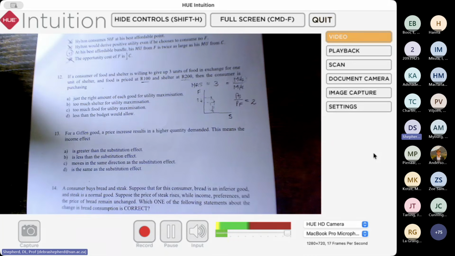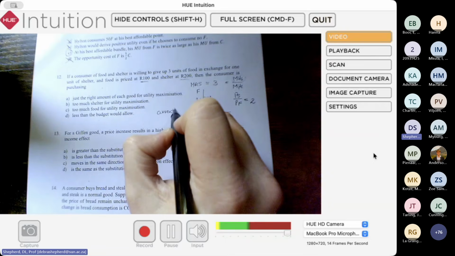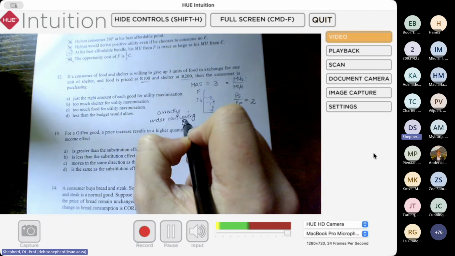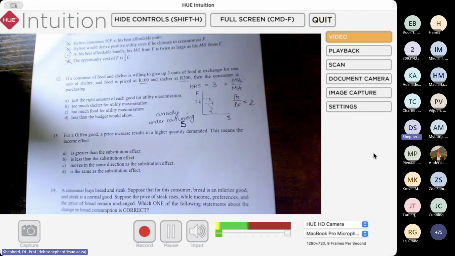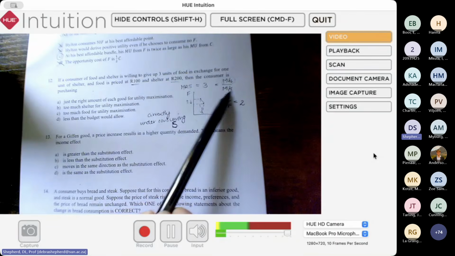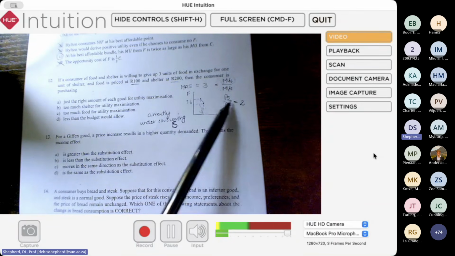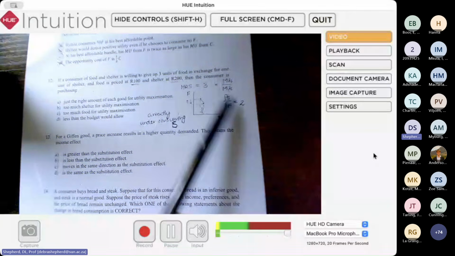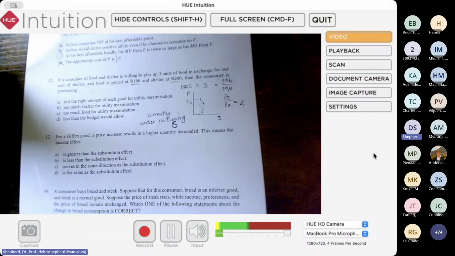Okay, so this information tells me that this consumer is currently under-consuming shelter. So this consumer is not consuming enough shelter to be optimizing. A is wrong because A says they're consuming just the right amount of each good for utility maximization. A can't possibly be right because what we see is that currently the ratio of marginal utilities isn't equal to the ratio of prices. These two things need to be equal in order to be optimizing, in order to be achieving the maximum utility possible given the income and the prices you face.